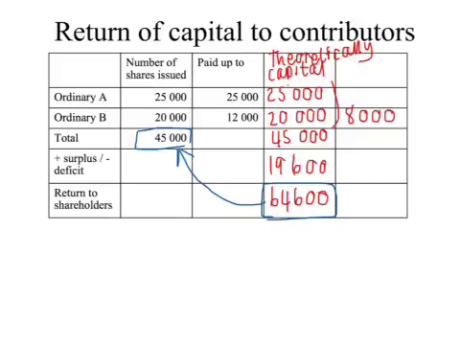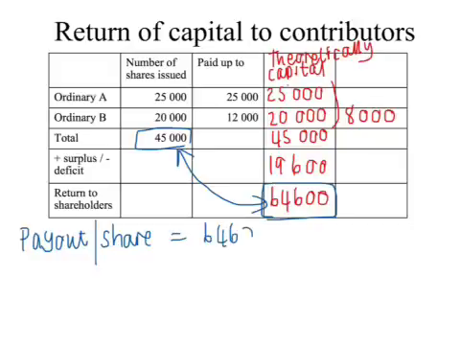So using this data, we can then go ahead and calculate a payout ratio per share, which is 64,600 divided by the number of shares issued, giving us a factor of 1.435. And using this payout factor, we can then calculate what the different classes of shareholders will receive.